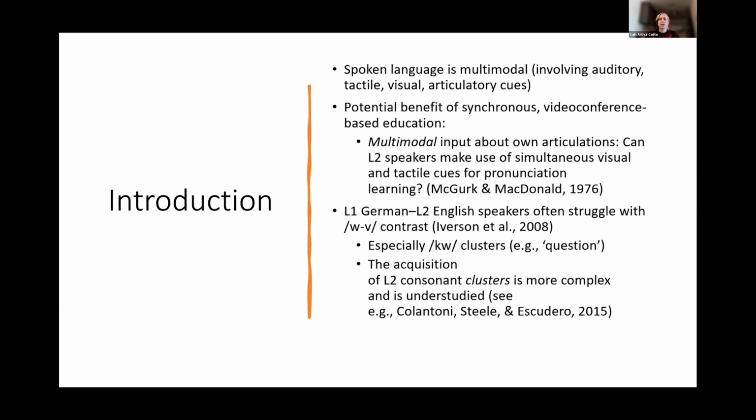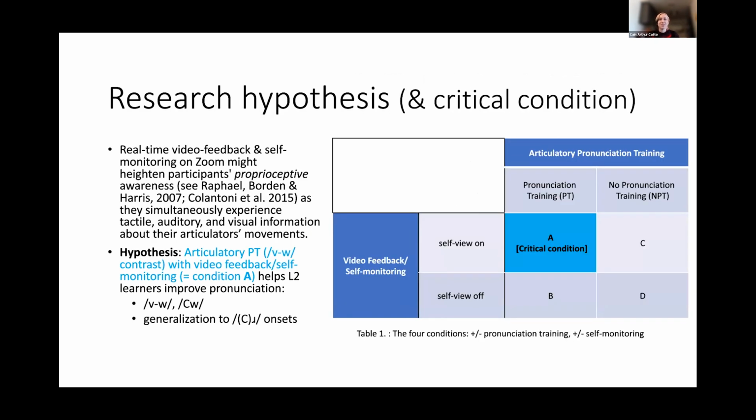Native German speakers who are learning English often struggle specifically with the VW sound contrast, so the contrast between that bilabial W sound and the V. Specifically, or especially rather, in KW consonant clusters, as in the beginning of the word question. And the acquisition of these consonant clusters tends to be more complex and less studied as compared to these sounds on their own. So, moving on to my research hypothesis and talking a bit about the conditions in our study.